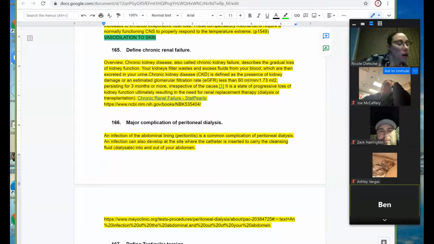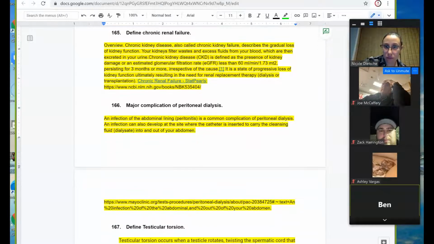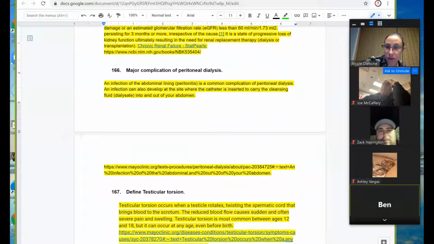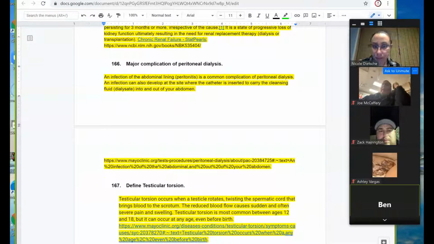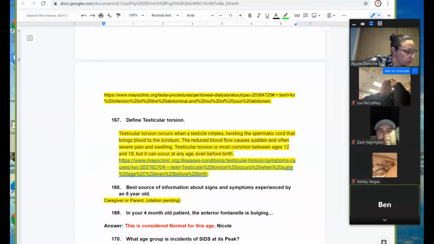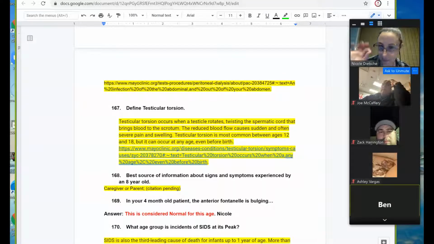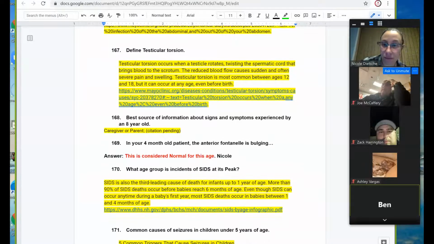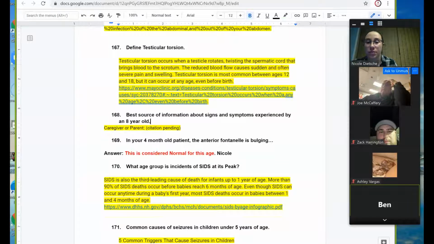Clarification. Good. Peritoneal. Golden. $167 spot on. Gonna change this one.